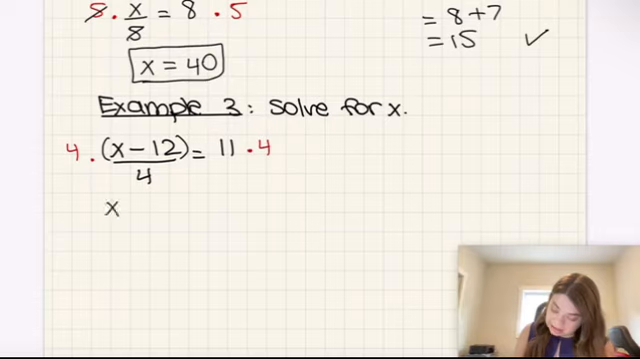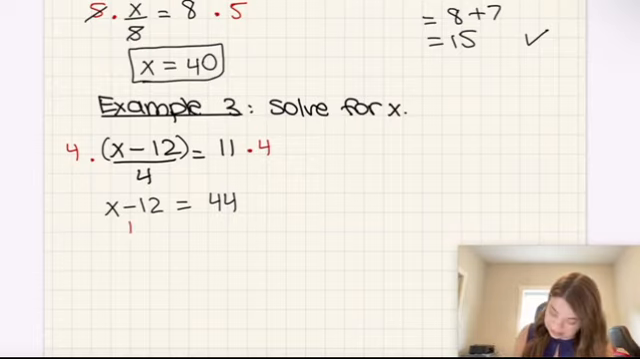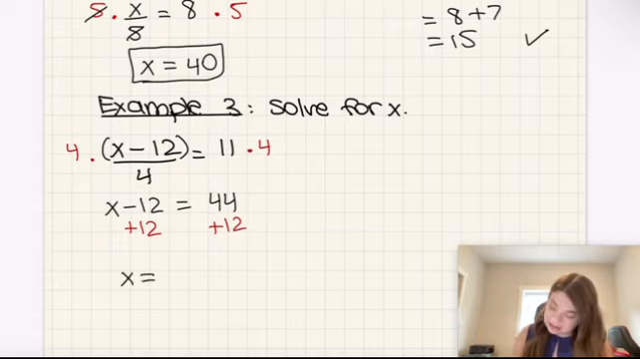Then I'll get x minus 12 is equal to 11 times 4, which is 44. And then, second, we're going to add 12 to both sides. So we're doing it in a different order because the x minus 12 is in the parentheses. So let's add 12 to both sides second. And then we get x is equal to 56. And that's our final answer.